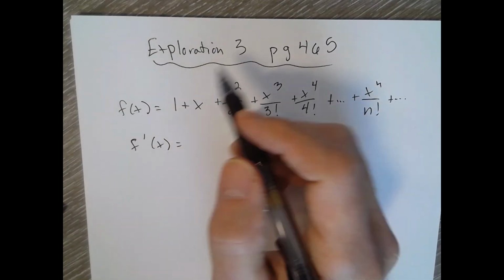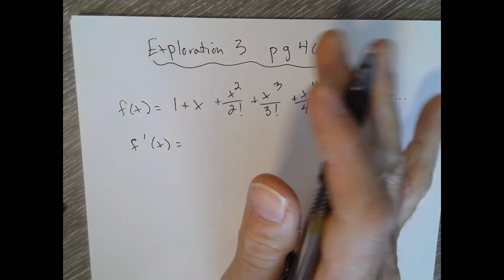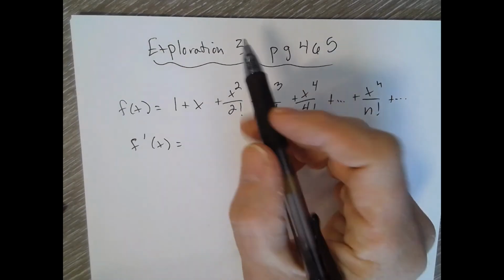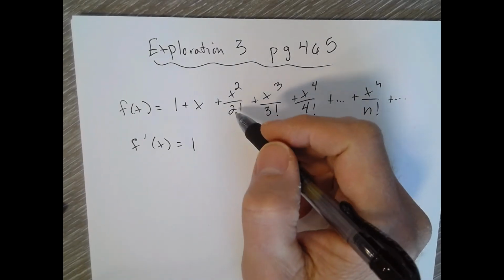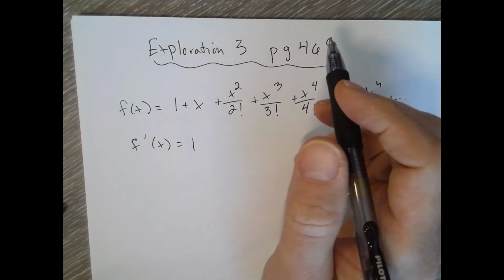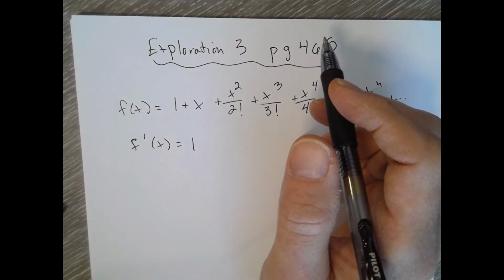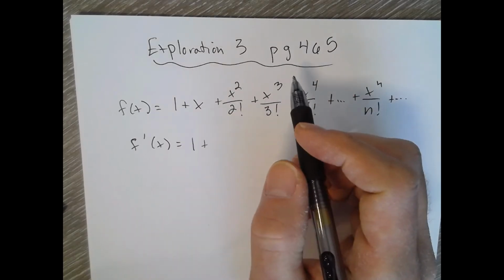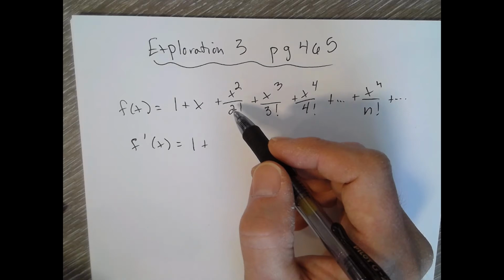All right, so the derivative of 1 is 0. Correct. The derivative of x is 1. The derivative of x squared over 2 factorial is what? Is it just x? Yeah, because the 2 comes down, crosses out the 2 from the bottom, you get x over 1 factorial, so it's x.